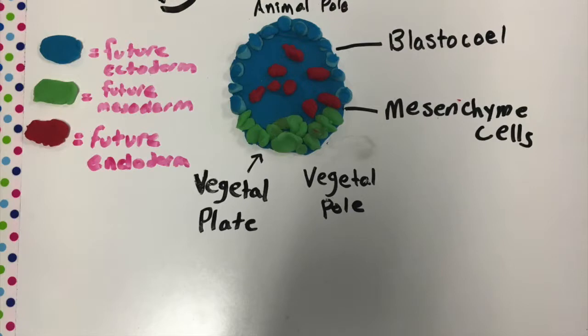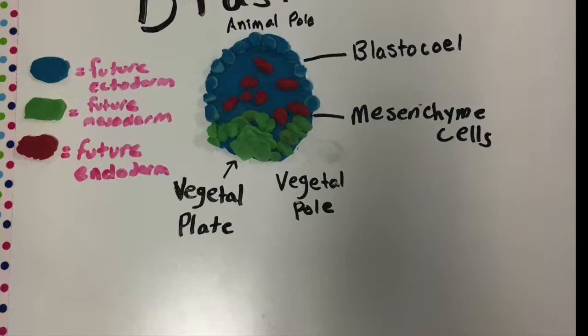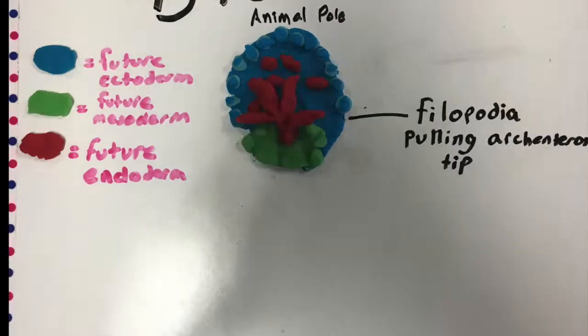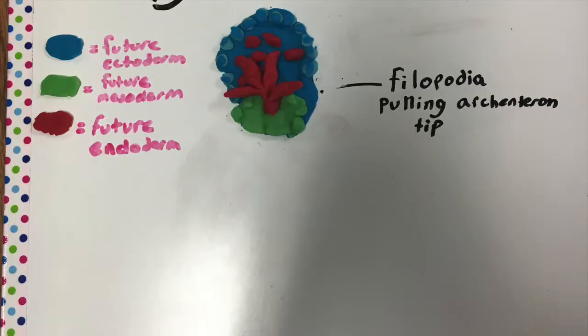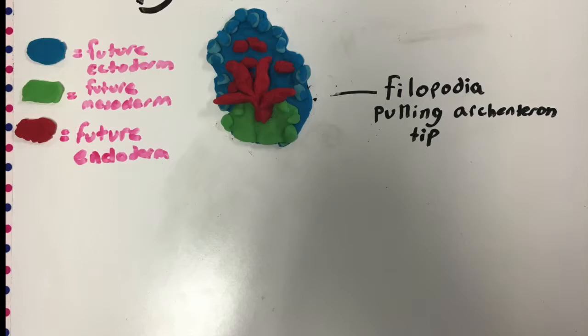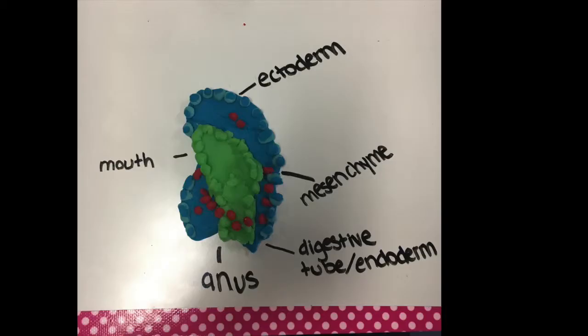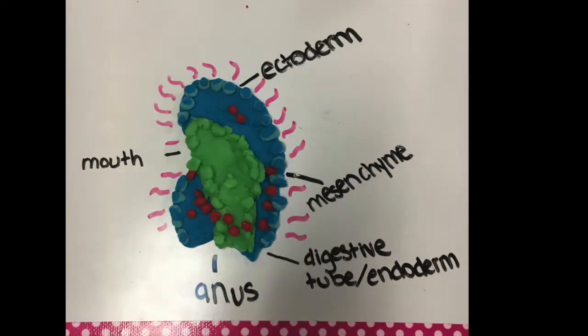Mesenchyme cells, the red ones in our model, migrate from the vegetal pole to the blastocoel. The vegetal plate forms from the remaining cells of the vegetal pole and buckles inward through invagination. The newly formed cavity is called the archenteron, and this opens through the blastopore, which will become the anus.